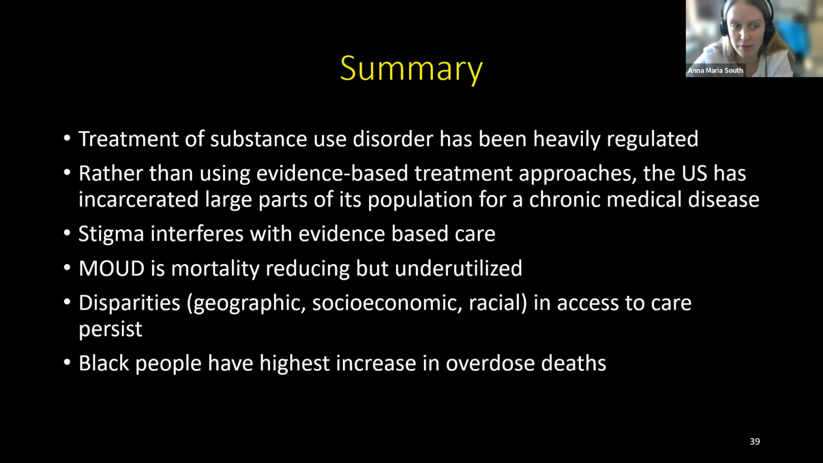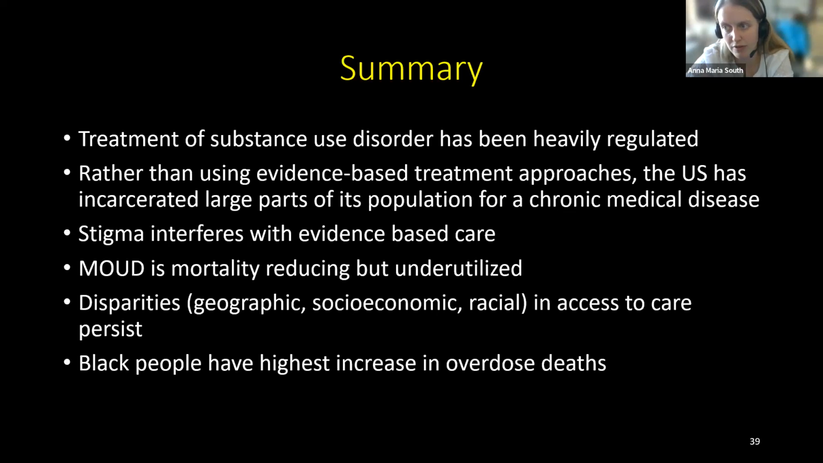So treatment for substance use disorder in general, especially for opioid use disorder, has been heavily regulated both at a federal and state level, which has led to, rather than having evidence-based treatment approaches in the United States, opioid use disorder has been treated as a moral failing and led to incarceration of large population parts rather than treatment of a chronic medical disease. Unfortunately, there's a lot of stigma present that interferes with evidence-based mortality-reducing care. We know that the two medications, methadone and Suboxone, are significantly mortality-reducing, but extremely underutilized.